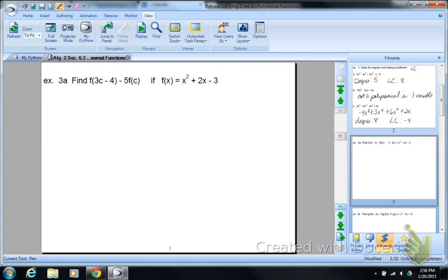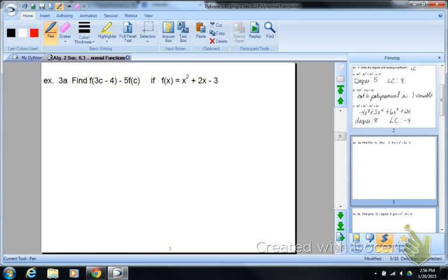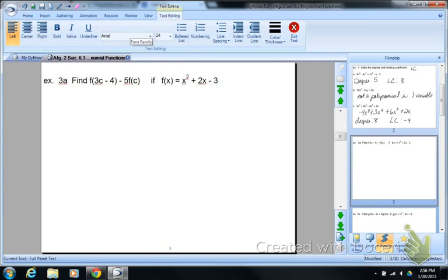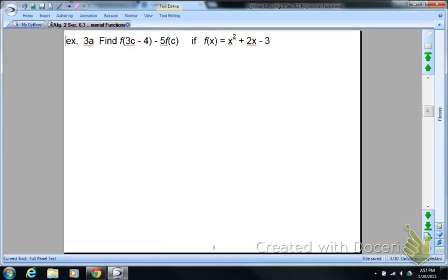Example 3a. We're going to find the function of 3c minus 4 minus 5 times the function of c. Now this can be a little tricky. The F stands for function. These are called function values of variable. They're a little bit more complicated. We've got multiple steps. The very first thing we're going to do is find the function of 3c minus 4.